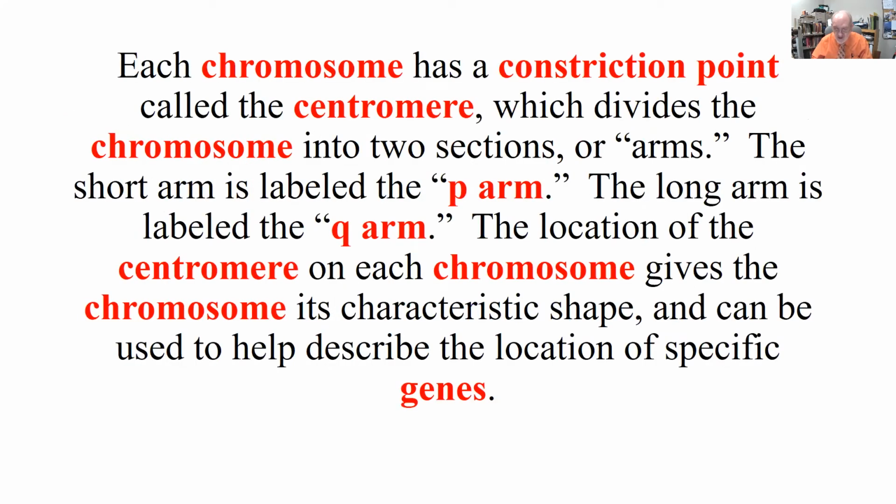Each chromosome has a constriction point called the centromere, which divides the chromosome into two sections, or arms. The short arm is labeled the P arm. The long arm is labeled the Q arm. The location of the centromere on each chromosome gives the chromosome its characteristic shape and can be used to help describe the location of specific genes.